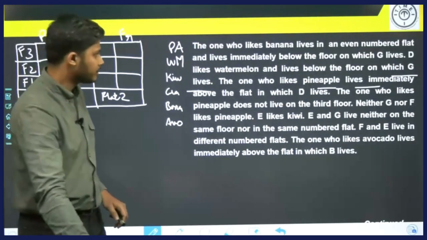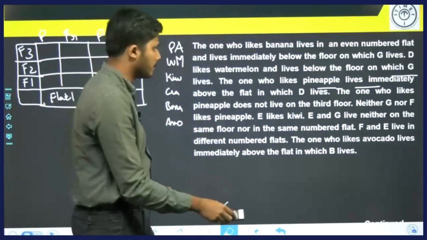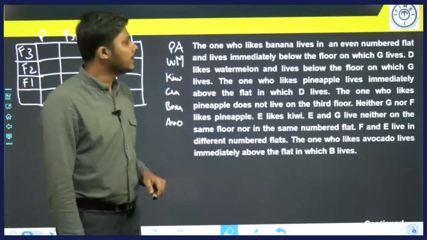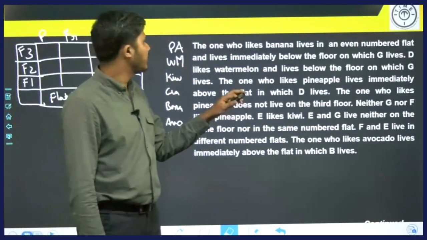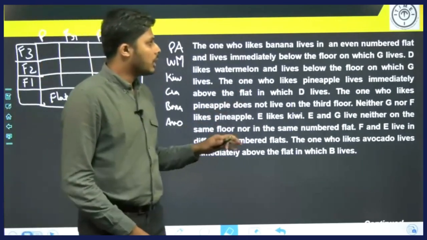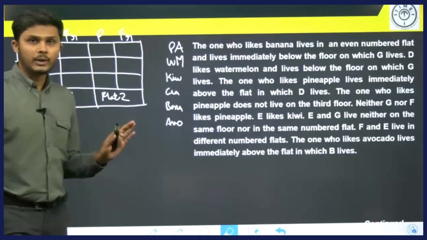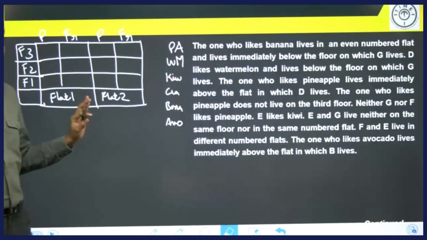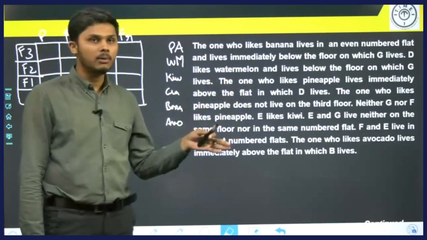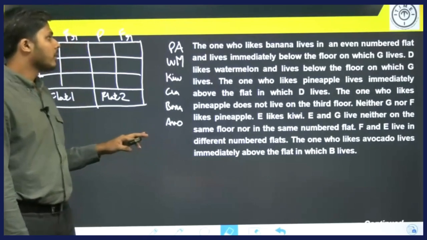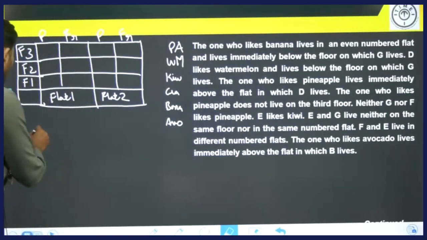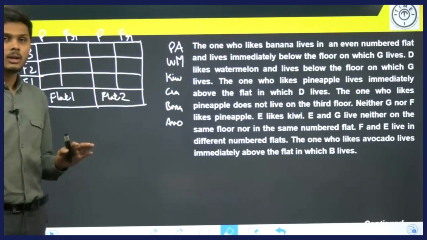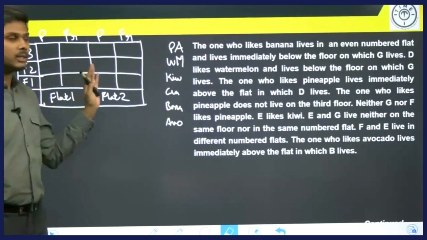This is in the next slide. We are given that the one who likes banana lives in an even numbered flat and lives immediately below the floor on which G lives. Since we have only 2 flats, flat 1 and flat 2, the person who likes banana must live in flat 2 and G lives immediately above the person who likes banana. So here we get 2 cases. G lives on the 3rd floor and G lives on the 2nd floor, and the person who likes banana lives on floor 2 in case 1.